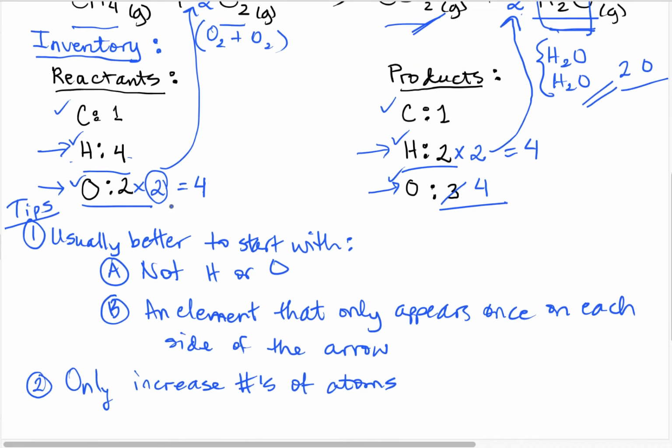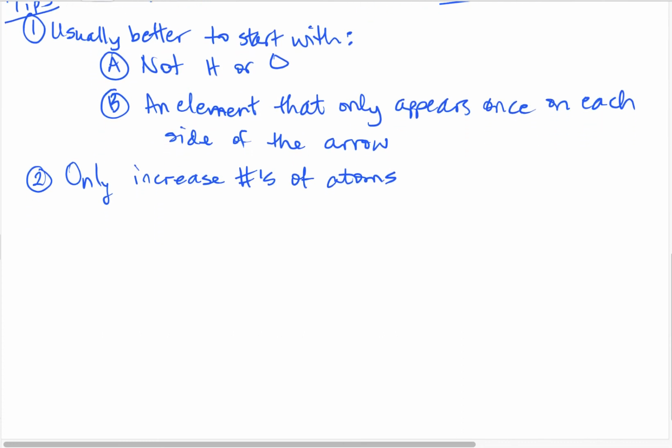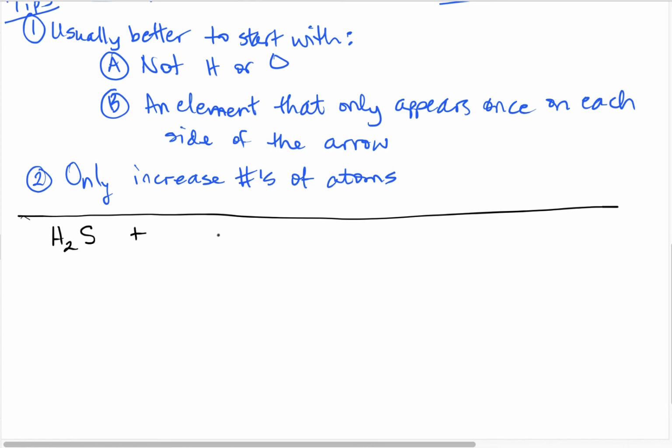So the goal of balancing an equation is to get the same number of each atom on both sides. Let's go ahead and look at another example. This is H2S reacting with oxygen to make S8 and water again. Okay, so here's what I want you to do. I want you to make an inventory.